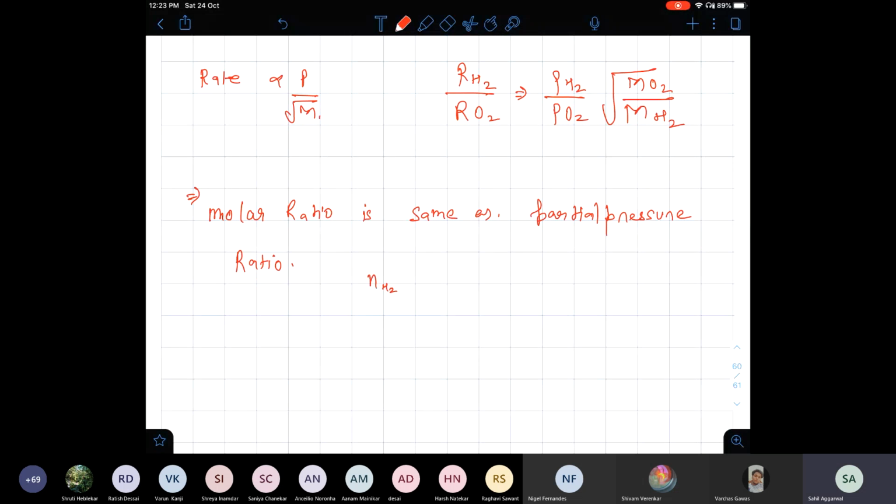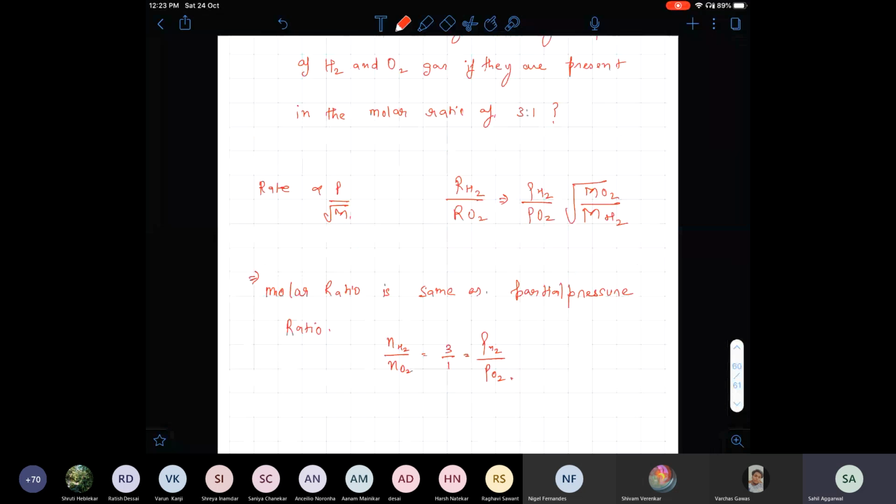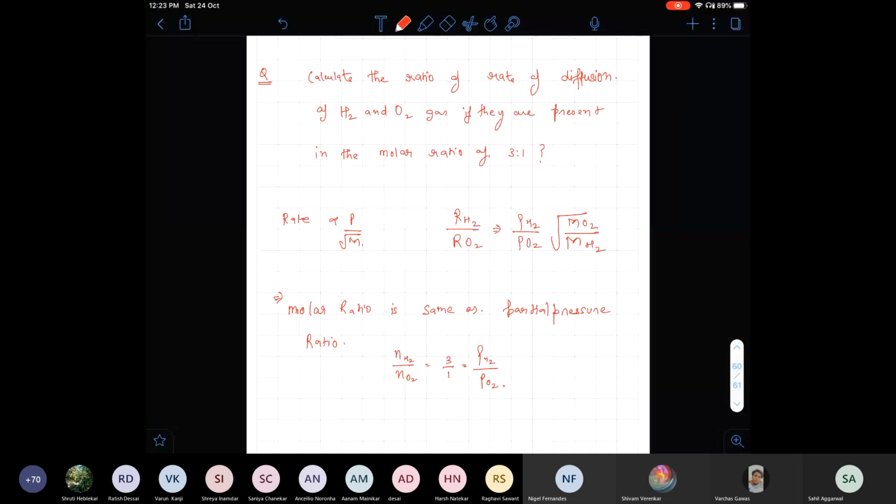Molar ratio is same as that of partial pressure ratio. The molar ratio is given as 3:1, so the partial pressure ratio will also be this only. So the ratio of rate will be 3/1 into square root of 32/2, which will be equal to 12:1. 12:1 will be the answer.